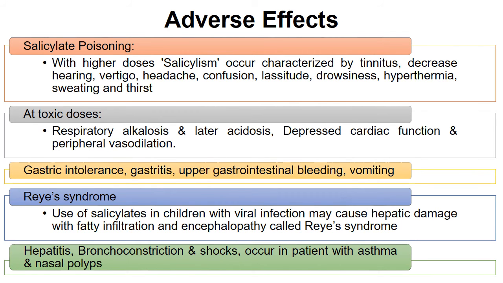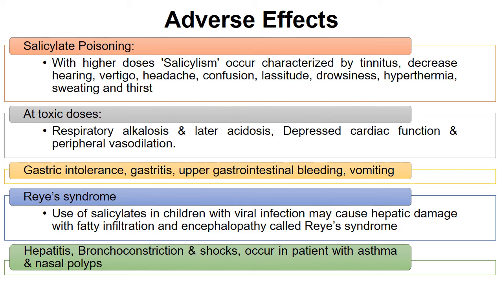Adverse effects of NSAIDs are salicylate poisoning, in which with higher doses, salicylism occurs, characterized by tinnitus, decreased hearing, vertigo, headache, confusion, lassitude, drowsiness, hypothermia, sweating and thirst. At toxic doses, respiratory alkalosis and later acidosis, depressed cardiac function and peripheral vasodilation occur. Others are gastric intolerance, gastritis, upper gastrointestinal bleeding, vomiting, and Reye's syndrome.